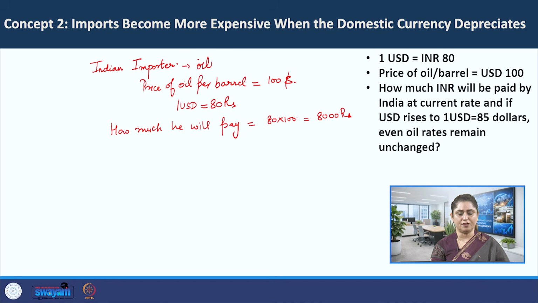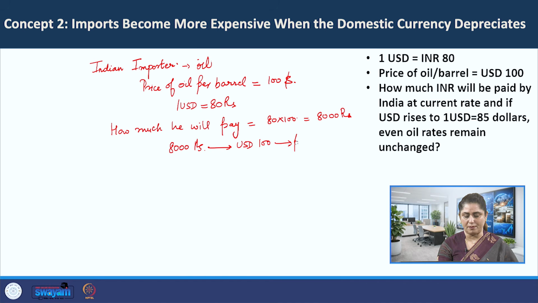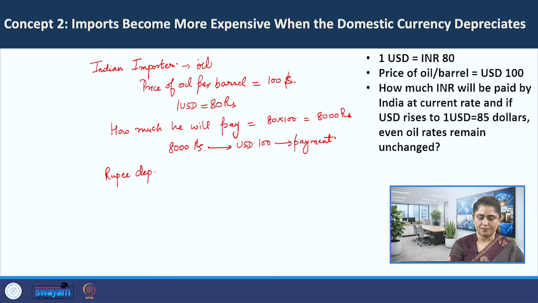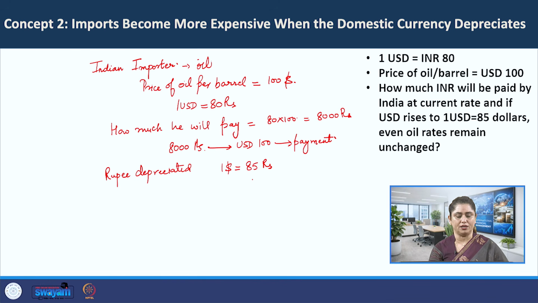So, what will he do first? With this 8,000 rupees that he has, he is going to convert it into USD and will get 100 USD, which he is going to use for payment. Now, let us say the rupee depreciated vis-a-vis dollar and dollar became more expensive, and now $1 is equal to 85 rupees. You need 85 rupees to buy $1.